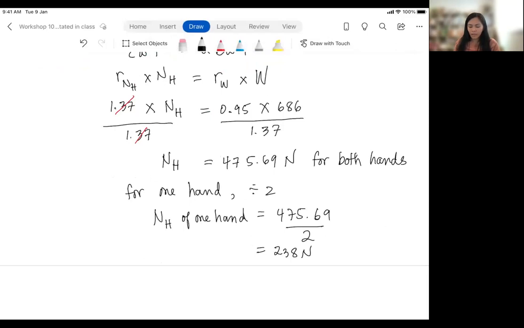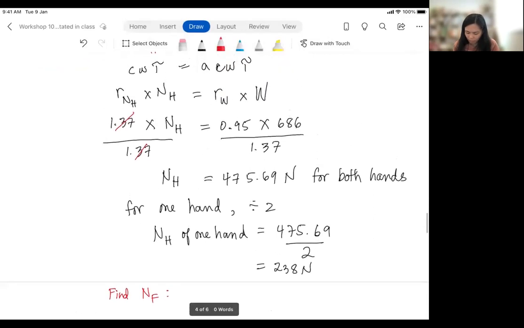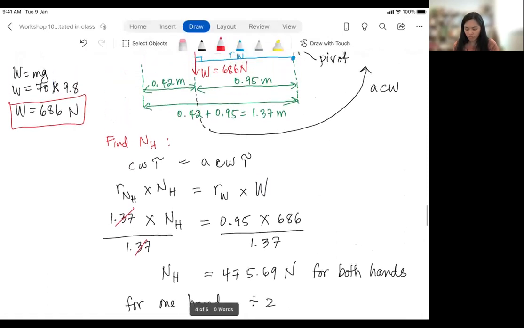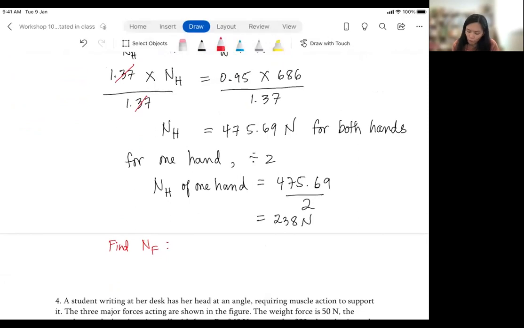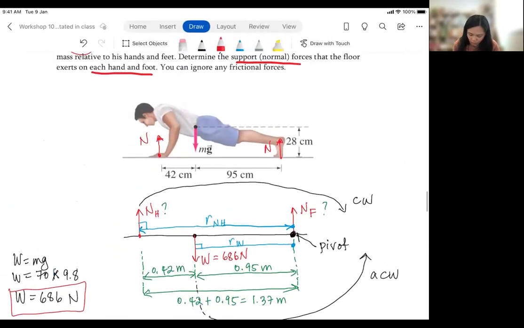Okay, right. And then for the feet, we already have, I'm sorry, we have 475.69 newtons for both hands. So here NH is 475.69 newtons. And NF is the only force we don't know.